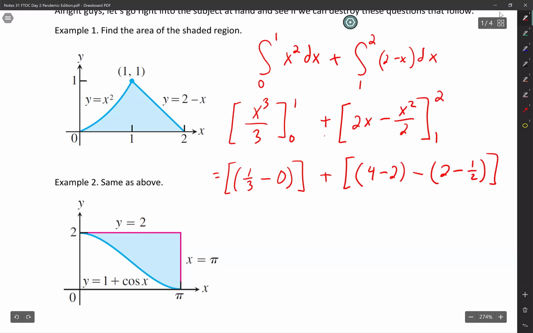I don't think we need a calculator, but let's see. So I have 1/3 from here. Plus, 4 minus 2 is 2. 2 minus a half is 1.5. I'm going to put 1.5 for now. 2 minus 1.5, that's a half. So it's 1/3 plus a half. Common denominator, I'm going to multiply this by 2 over 2 and that by 3 over 3. So we get 2 over 6 plus 3 over 6. So we get 5 over 6. And there it is, guys. That's my answer.